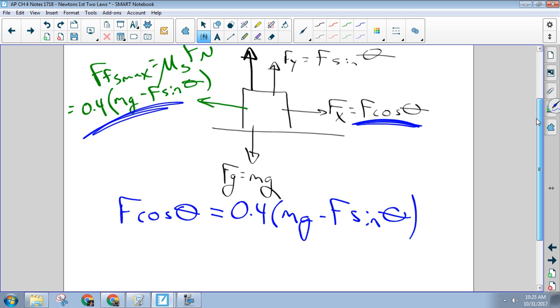Make sense? Any problems? I guess if we wanted to, we could have done net force equals net force. On the right side, we'd want our net force to be positive, and on the left side, it would be F cosine theta minus this mess. So it boils down to the same thing. Good? All right, let's solve this train wreck for F.